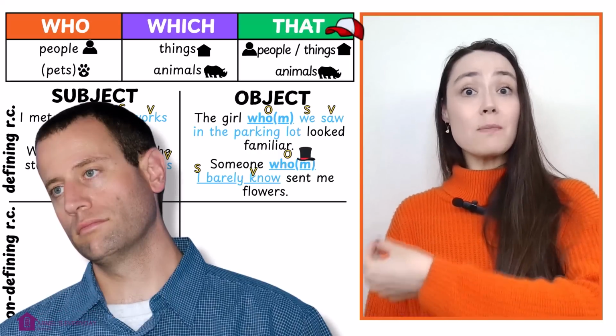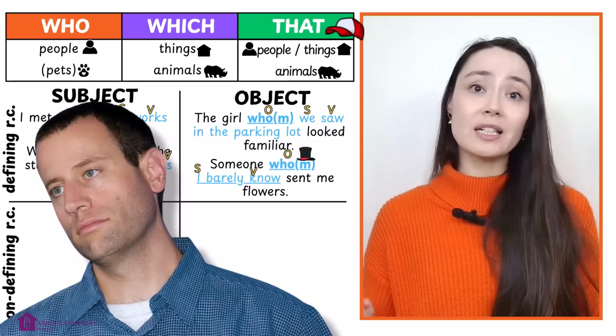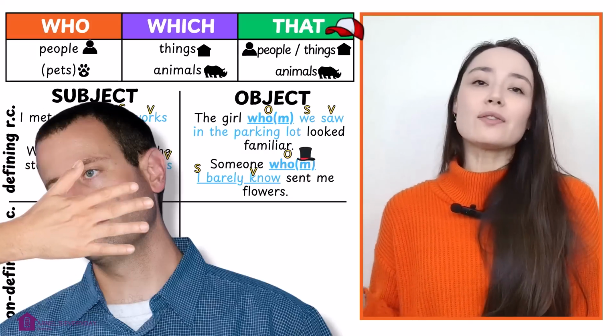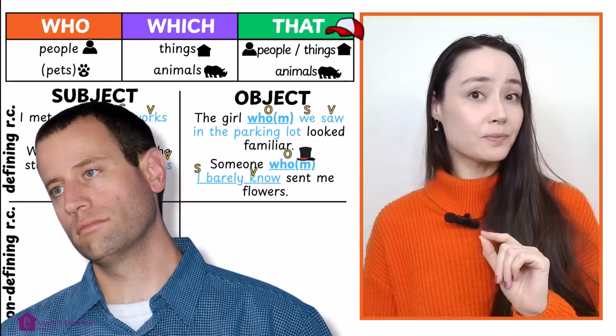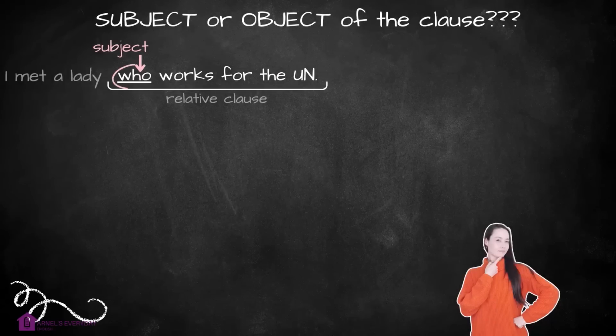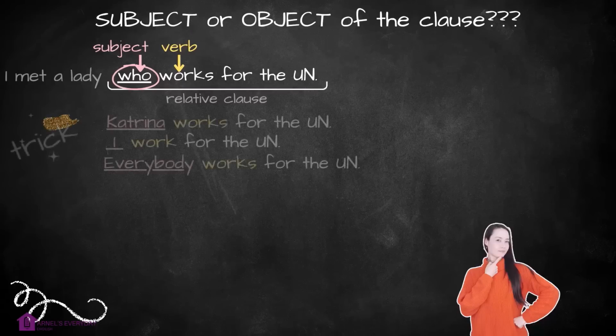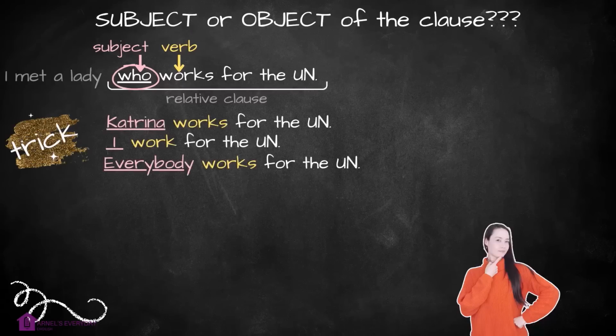See, here is one of my students after a subject-object lesson. There is no life left. But I have a trick that can help you. You know your relative pronoun is the subject of your clause when it is immediately followed by a verb. In this case, works. Here's the trick. You can replace who with another subject and the clause still works. Katrina works for the UN. I work for the UN. Everybody works for the UN.